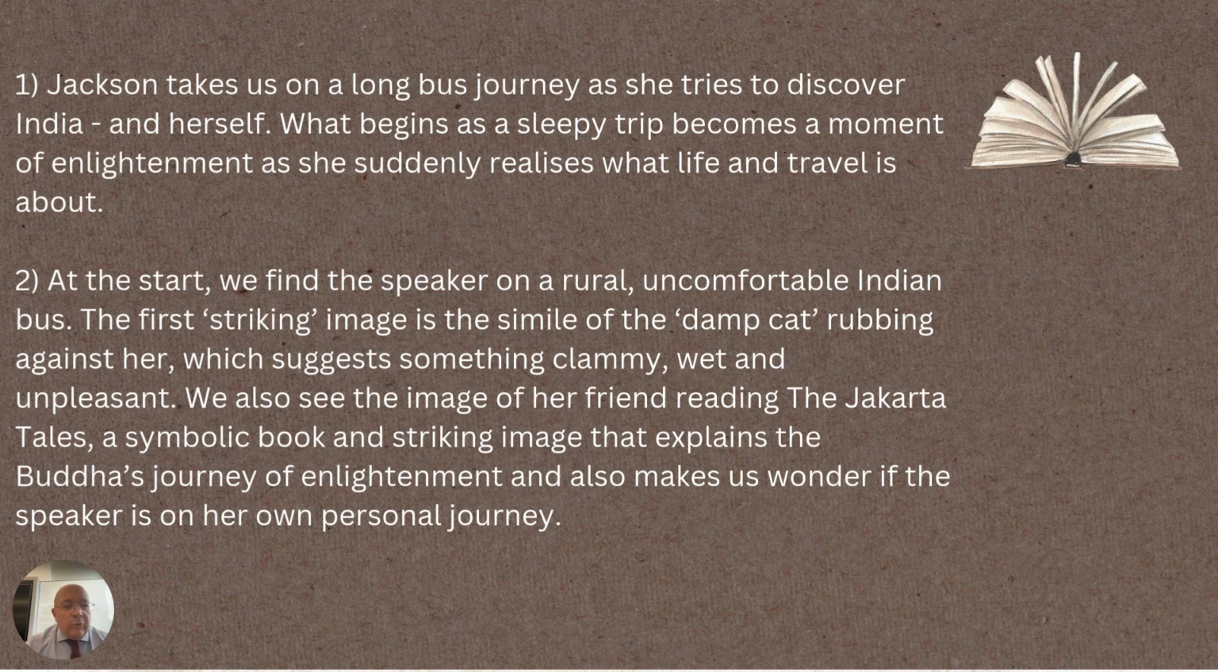Okay, so the first 2 points together, we've got the thesis statement, which I already read out earlier, and then the second paragraph. At the start, so it's kind of signposting where I am for the examiner, we find the speaker on a rural, uncomfortable Indian bus. We is good rather than I, makes it more inclusive. And rural and uncomfortable, good adjectives that quickly show the examiner you get this part of the poem. We get what's happening here. So that's a nice topic sentence.